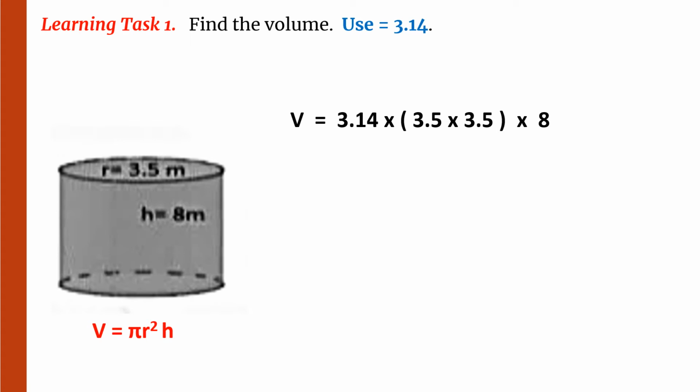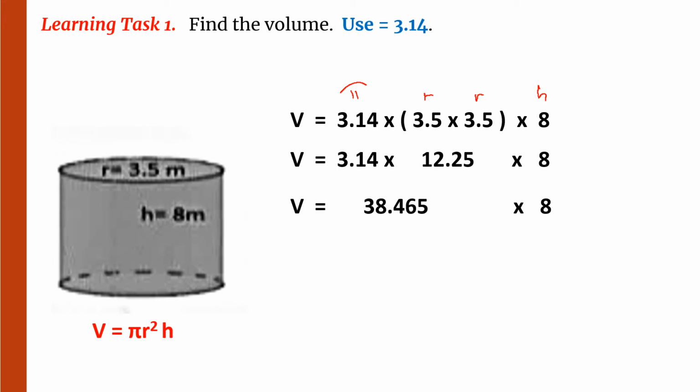So from the formula, we will replace pi as 3.14. Ito yung ating pi. And then for r squared, ito yung r, and then another r. So that's why it's r squared. And then this will be our h. If we are going to continue working, we have v equals 3.14 times 12.25 times 8. Saan galing ang 12.25? It is the product of 3.5 times 3.5.